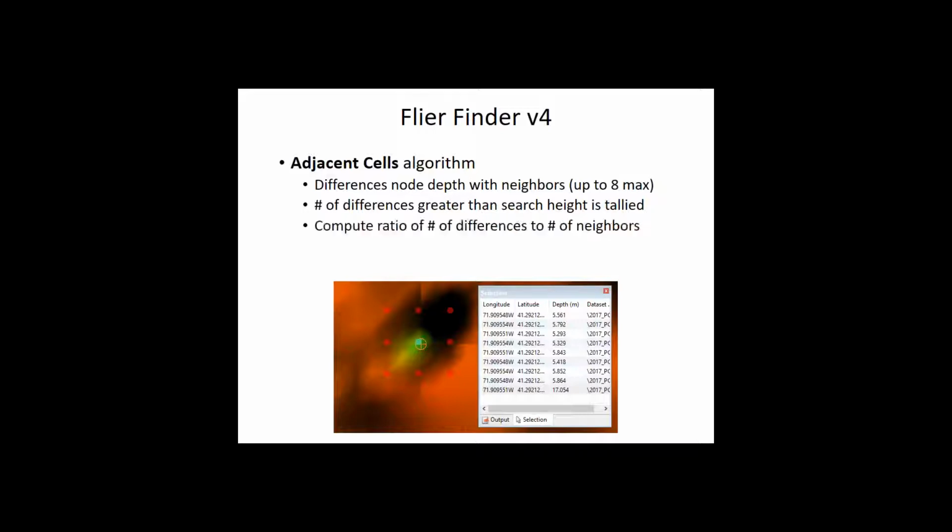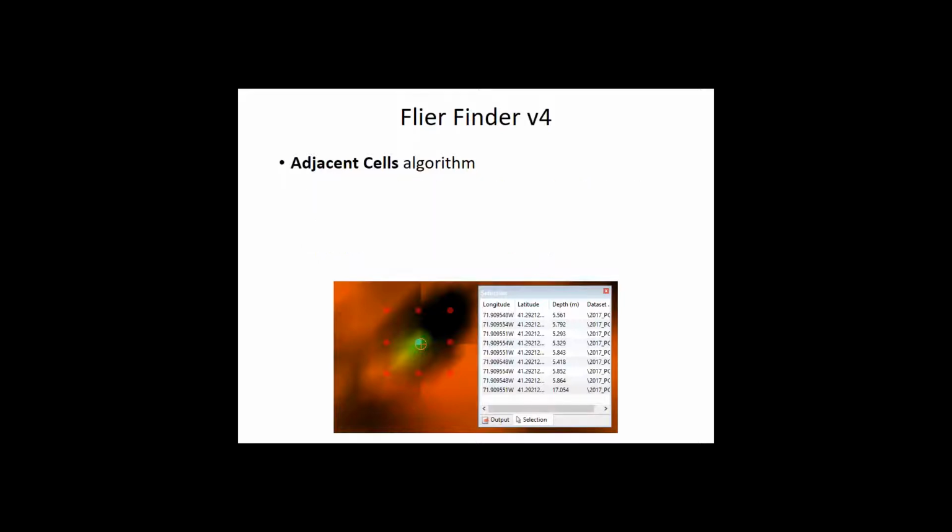You just tally that, and then you compute that in a ratio, the number of significant differences to the number of neighbors overall. So if that ratio is greater than or equal to 0.8, the node is flagged. So I'll do a quick example, the image that you're looking at here. If your search height is 12 meters or more, this won't get flagged at all because there's no differences that are greater than 12 meters.